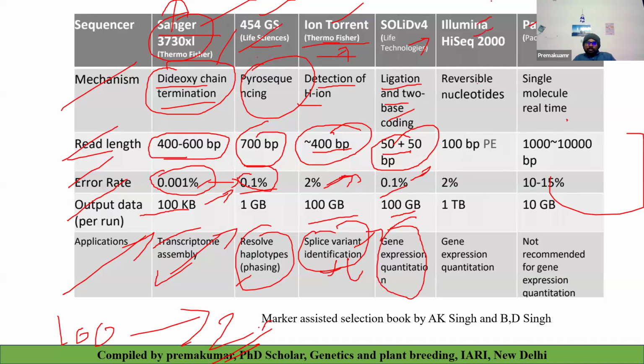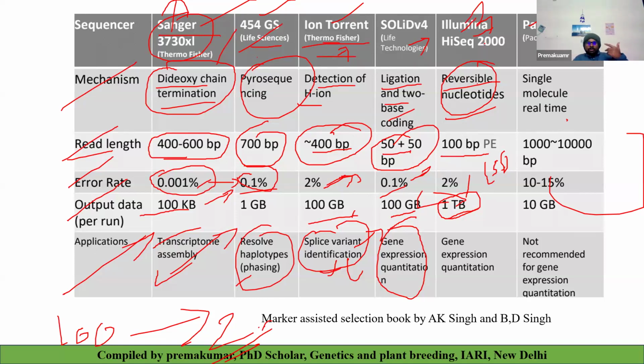Then Illumina is most commonly used. It is based on reversible nucleotide chemistry, and the read length is 100 base pairs. Nowadays 150 base pairs you can also use; I use 150 base pairs. The error rate is 2%, and it can generate 1 TB of data. See the difference: here 100 GB, 100 GB, but here nearly 1000 GB. It is 10 times SOLiD, 10 times Ion Torrent, and 1000 times the previous sequencing methods. That's why many laboratories are majorly depending on Illumina HiSeq. Nowadays, there are several series.